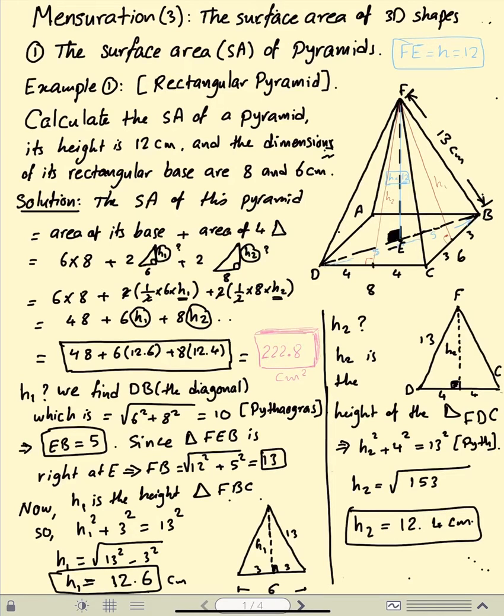We finished last part, mensuration 2, the second part of mensuration. Today we are with a very important lesson in mensuration 3. We are continuing with the surface area of the basic 3D shapes. We'll start with the surface area of pyramids first.